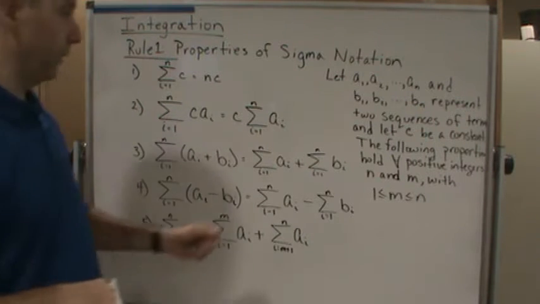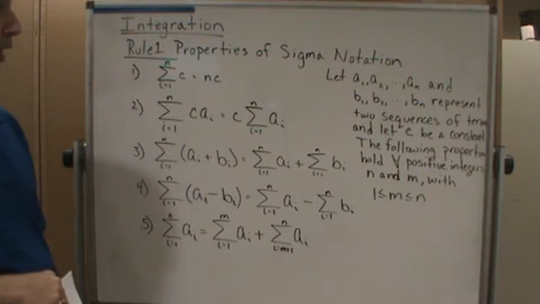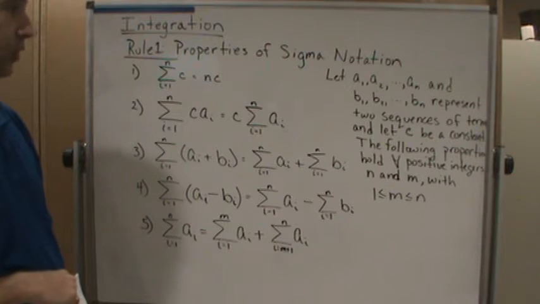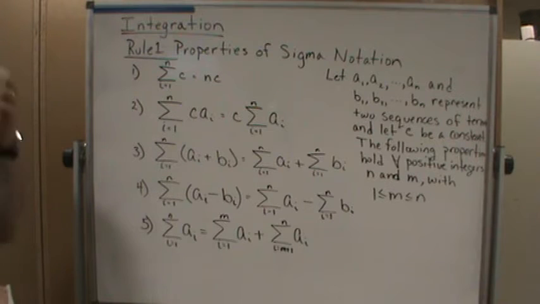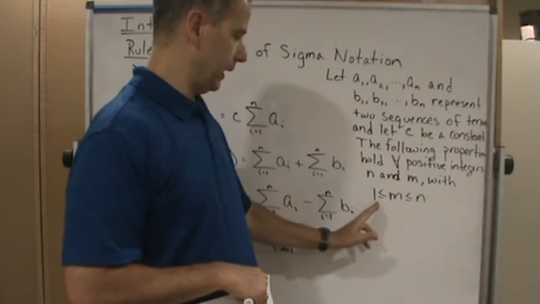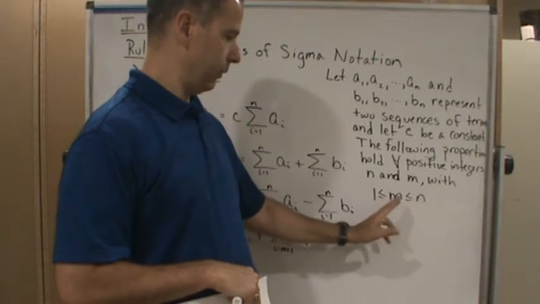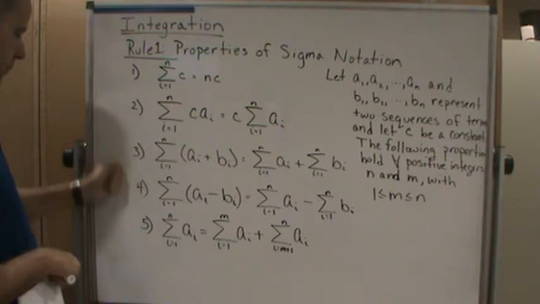Okay, so it says let A1, A2 through AN and B1, B2 through BN represent two sequences of terms. And let C be a constant. The following properties hold for all positive integers n and m, with m and n both being positive, right? Positive integers, and with m being less than or equal to n. Okay, so what are these properties?